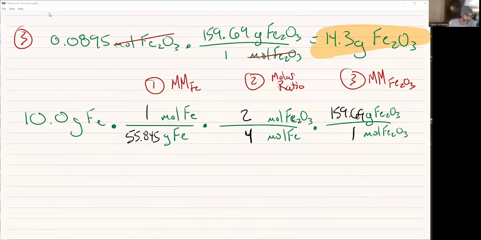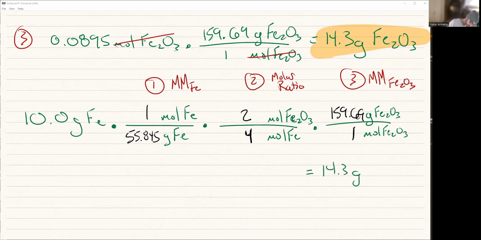Okay, so now to do the math. Again, I'm going to walk through my math for this. So 10 divided by 55.845, enter, times 2, divided by 4, times 159.69. As we do it all the way across, we do come out with the same answer. Thank God.